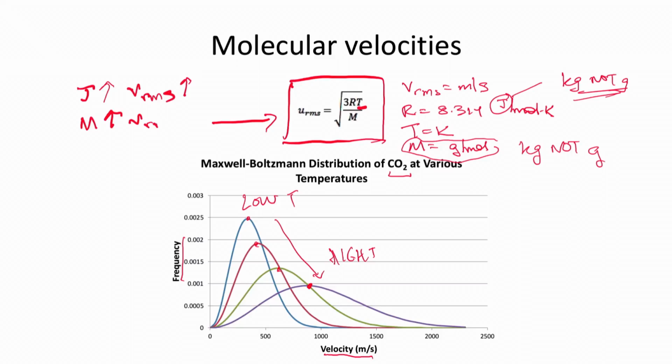Now if I look at the molar mass, which is on the bottom, as the molar mass increases, the root mean square velocity actually decreases. That also makes sense. As things get heavier, they move more slowly. It's harder for them to get around. But once again, it's only going to be inversely proportional to the square root of the molar mass, not the molar mass itself. So something that's 4 times heavier is going to move half as fast.